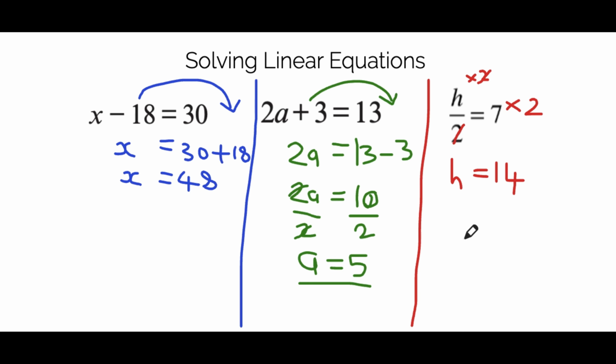And guys, one thing that you have to always know is that with equations you're able to check. So for instance, you're able to check that here, if we were to substitute this x with 48, and we say 48 minus 18, we get a clear 30. So that's a quick check. If we were to substitute this 5 with this a, we're gonna say 5 times 2 is 10. 10 plus 3 is 13, so our answer is correct. If we're to substitute this 14 where the h was, and we're gonna say 14 divided by 2, it gives us 7. So that's the simple way that we calculate linear equations.